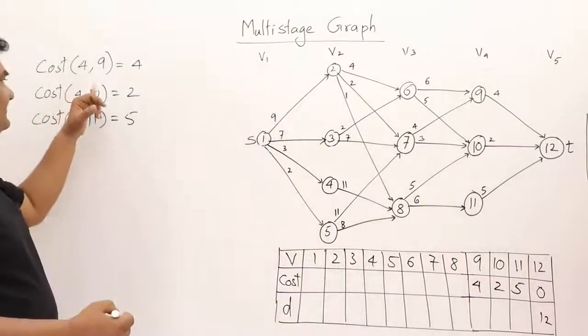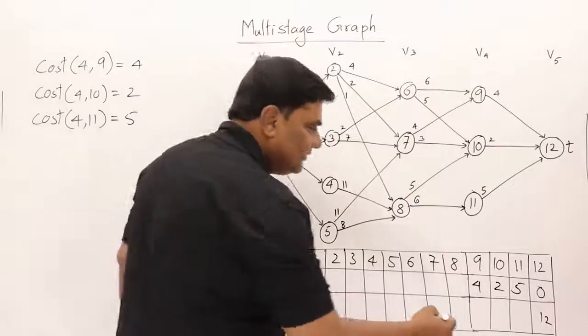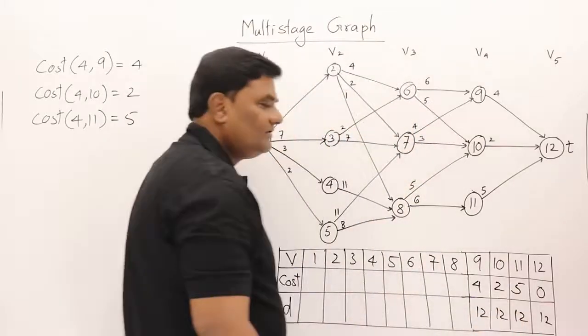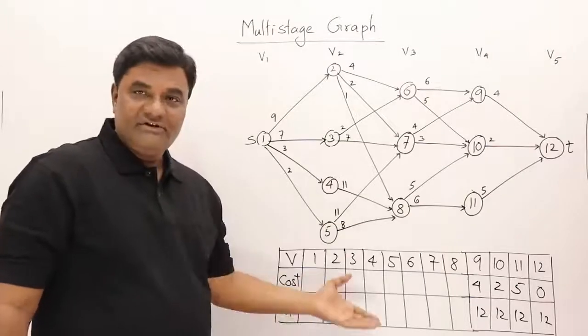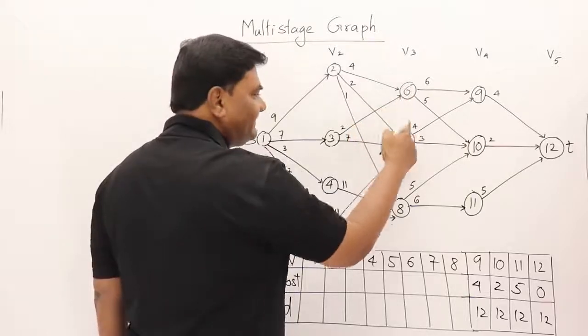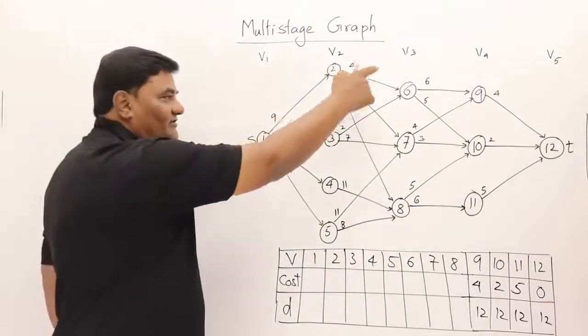Now by taking these vertices 9, 10 and 11, where I am reaching? I am reaching on 12th vertex only. So this is 12 and 12 and 12. I will explain what D means here, very soon. Now let us take third stage. So I have the vertices 6, 7 and 8. I will find out the cost of these three.